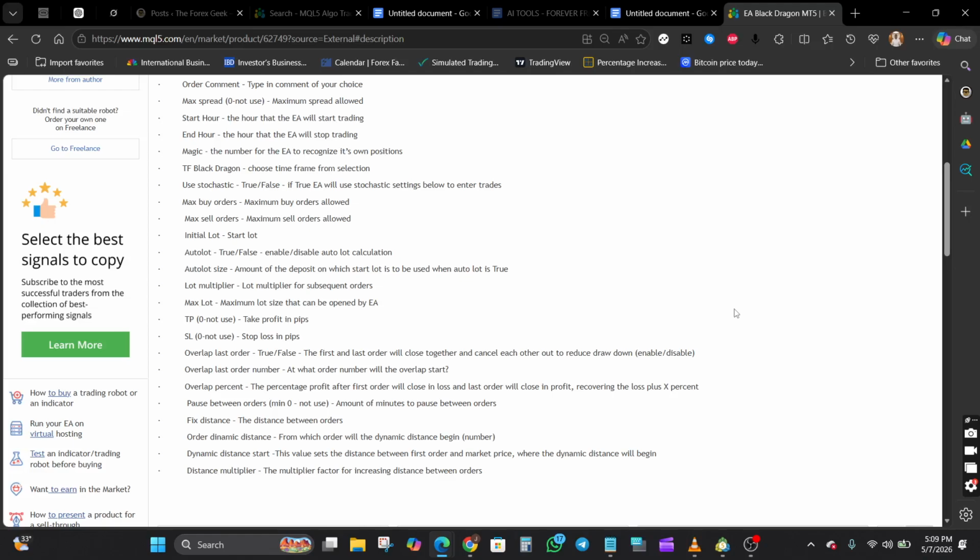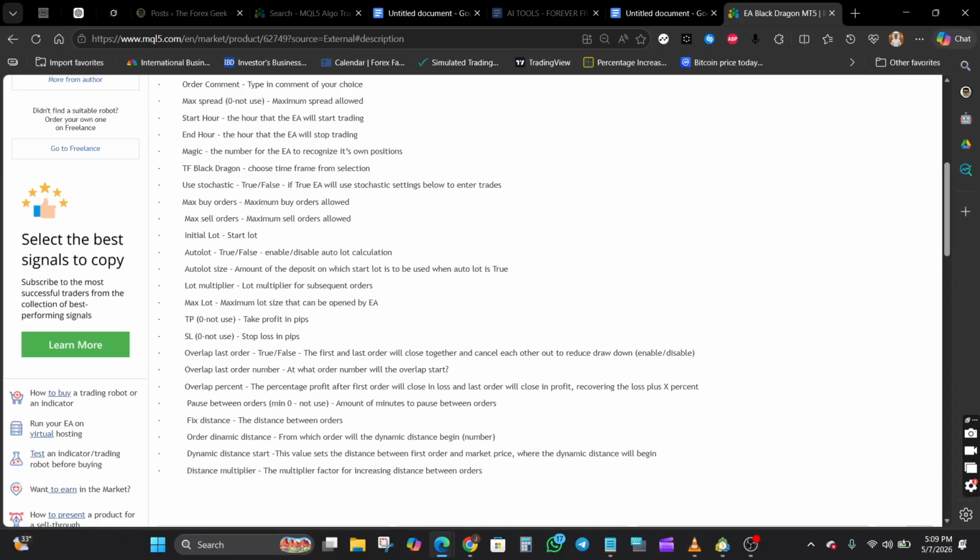So this EA is heavily focused on trade management after the initial entry. And this is important because a lot of EAs don't actually fail because of entries. They fail because of how they handle losing positions. The EA Black Dragon seems designed to survive adverse movement by spacing positions strategically and attempting recovery through position management rather than relying only on precise entries.